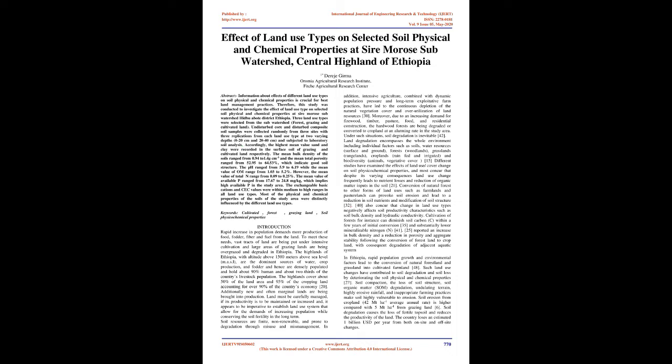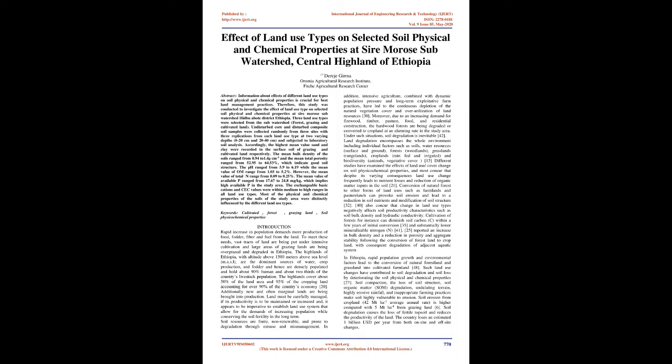The highlands cover about 50% of the land area and 95% of the cropping land, accounting for over 90% of the country's economy. Additionally, new and often marginal lands are being brought into production. Land must be carefully managed if its productivity is to be maintained or increased, and it appears imperative to establish land use systems that allow for the demands of increasing population while conserving the soil fertility in the long term. Soil resources are finite, non-renewable, and prone to degradation through misuse and mismanagement.